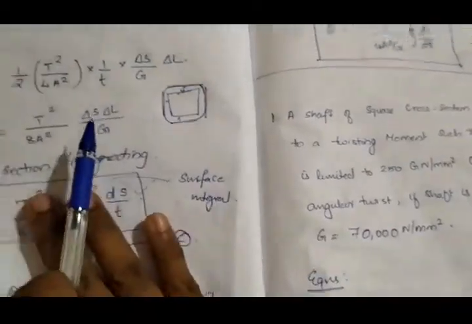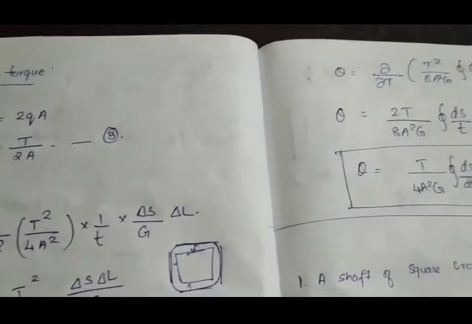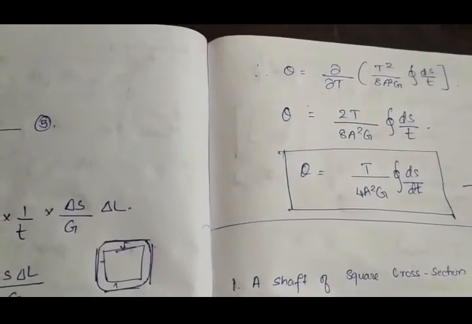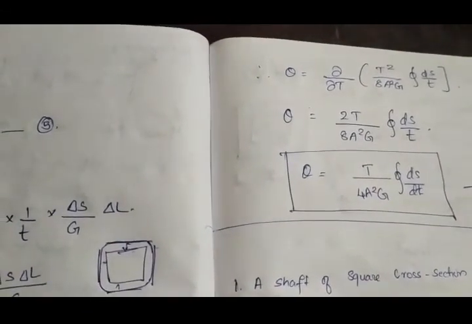So these equations for angle of twist, strain energy, torque, as well as shear flow, you have to see. This derivation is also important. Thank you. We will do problems regarding this in the next class.